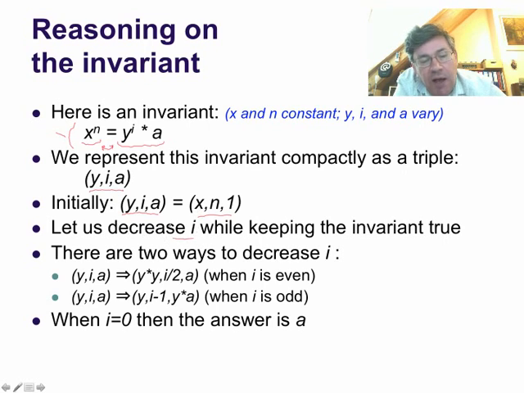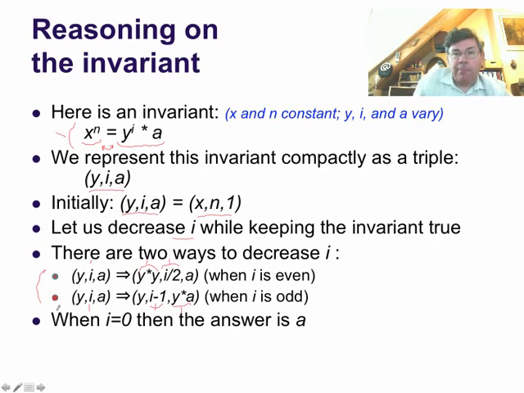And now we will decrease i while keeping the invariant true. And there are 2 ways to do this. The way coming from the first mathematical definition is simply that i becomes i minus 1, and then the accumulator has y times a in order to compensate. The other way, using the square, is that we have i divided by 2, and then in order to compensate, we have y times y. So we have y times y to the power i over 2 is the same as y to the i. So we have these 2 rules. And now we can write the program.